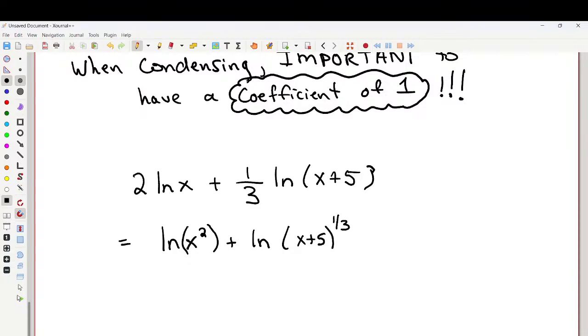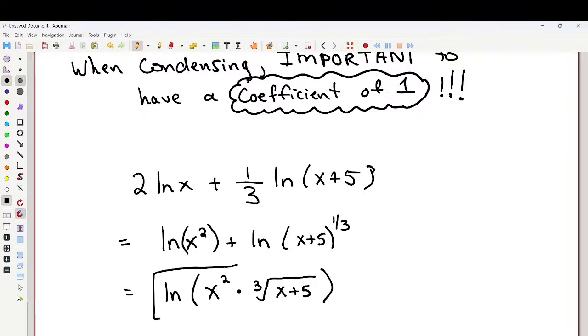Cool. Now that we have 1 natural log of something plus 1 natural log of something, we can mesh them together. X squared times the cube root of x plus 5, because I'm going to put it back in its cube root form. Why? Because I know my lab wants us to. And that's it. There's nothing else to do. We're done. Okay.